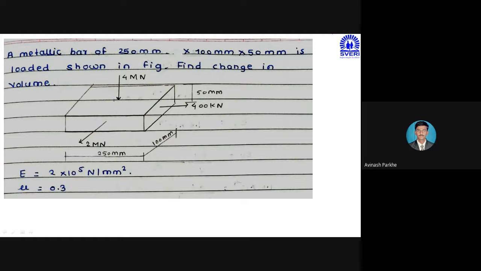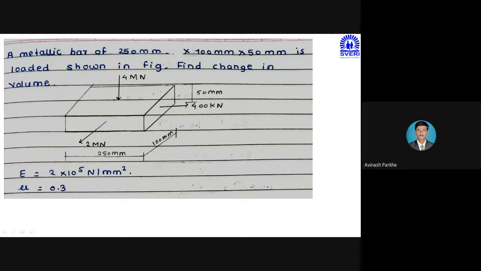Okay, so good morning all once again. Yesterday we started the problems based on the calculation of volumetric stress, volumetric strain, and the change in volume calculation. Related to that, we solved three problems yesterday. The first two problems are related to the uniaxial condition.